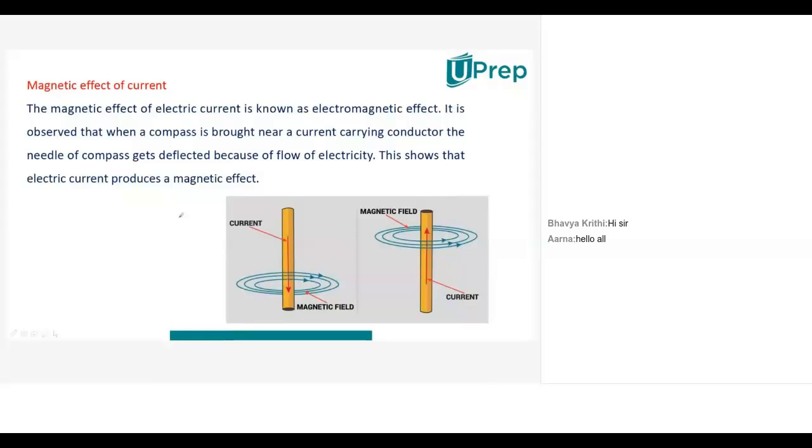What is the best conductor? What we just said. Can you repeat the question? What is the best conductor which is available in our daily life? Copper. Very good, copper. Okay.